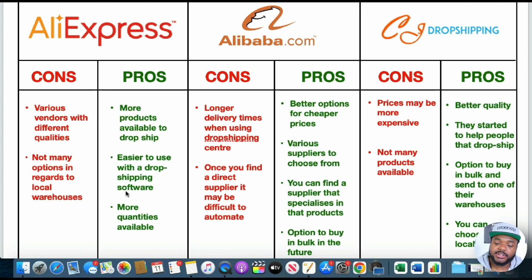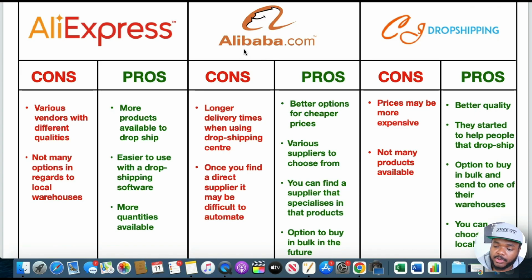So not only do they have more products available to dropship in their product database, but they've also got a lot of quantities as well. So if you come across a product that's doing well, you're going to be able to consistently keep dropshipping that product over the foreseeable future without really worrying about it running out of stock.